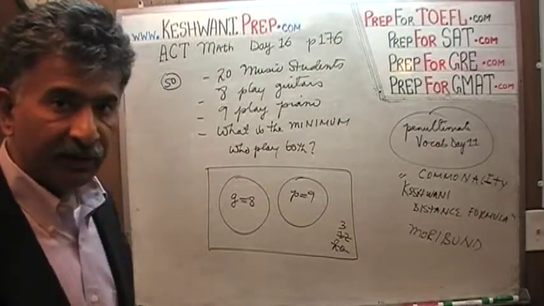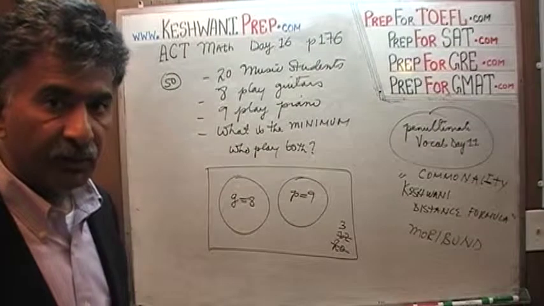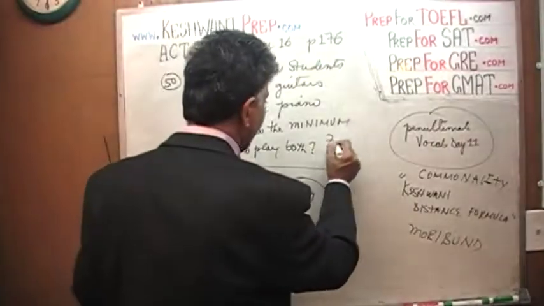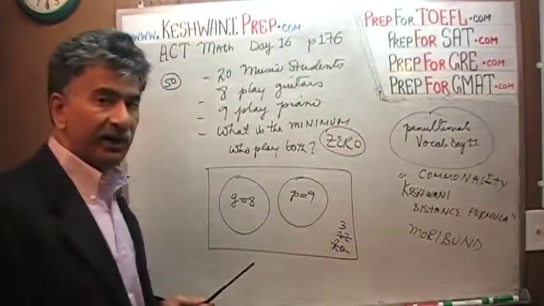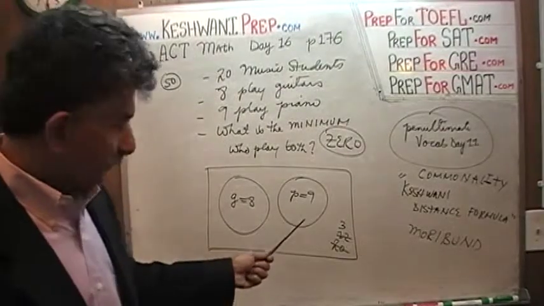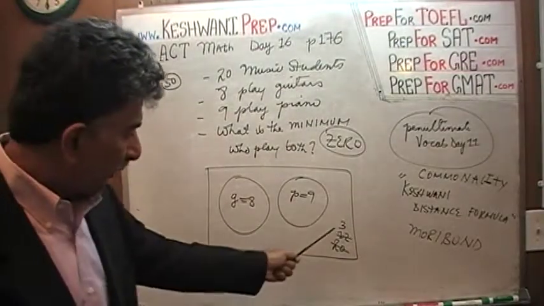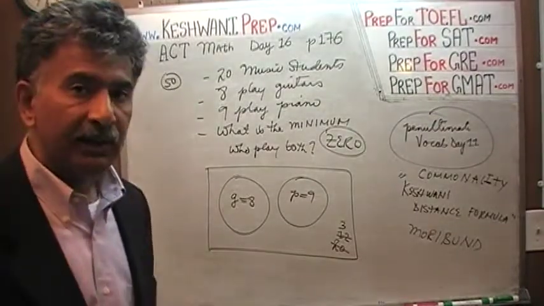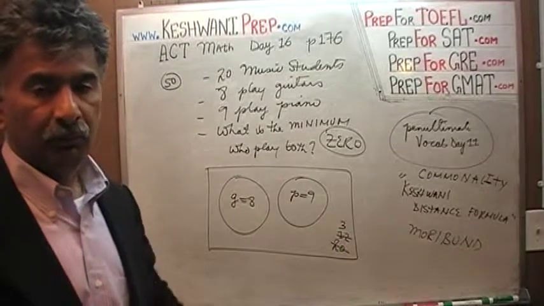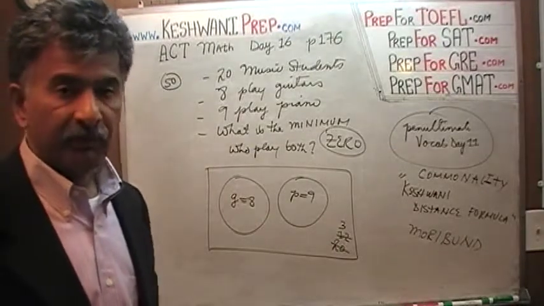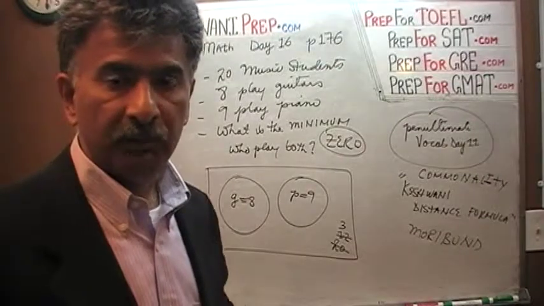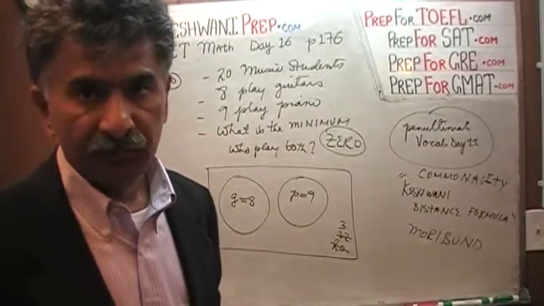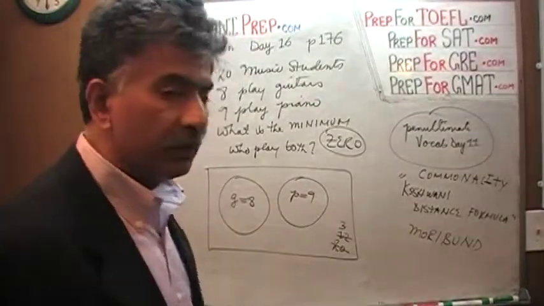So what does that tell us? It tells us that we have depicted a situation where nobody plays both. What is the minimum who can play both? The answer is 0, absolute 0. And what about those 3 people? If they're not playing either piano or guitar, then they are playing something other than those 2 instruments. Who knows what they're playing? Maybe they're singers, maybe they play banjo, maybe harmonica, or maybe cello, but they're not playing piano or guitar. There are 3 people who are playing something else.